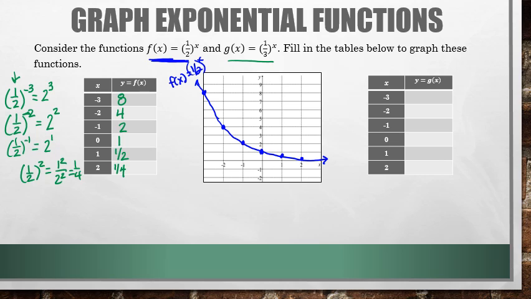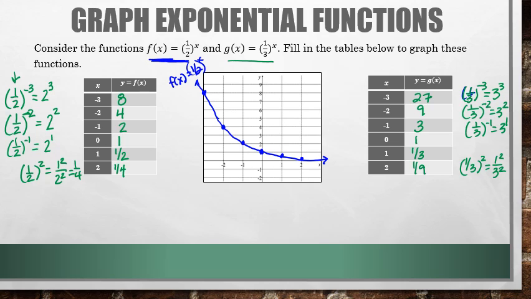Okay, doing g of x, which is 1/3 to the x. So I'm going to do this over on this side. Do it in green. So 1/3 to the -3 is the same thing as the reciprocal of 1/3, which is 3, to the 3rd power, which is 27. 1/3 to the -2 is 3 to the +2, which is 9. 1/3 to the -1 is 3 to the +1, which is 3. 1/3 to the 0 power is 1. 1/3 to the 1st power is 1/3. And 1/3 squared is 1 squared over 3 squared, which is 1/9.